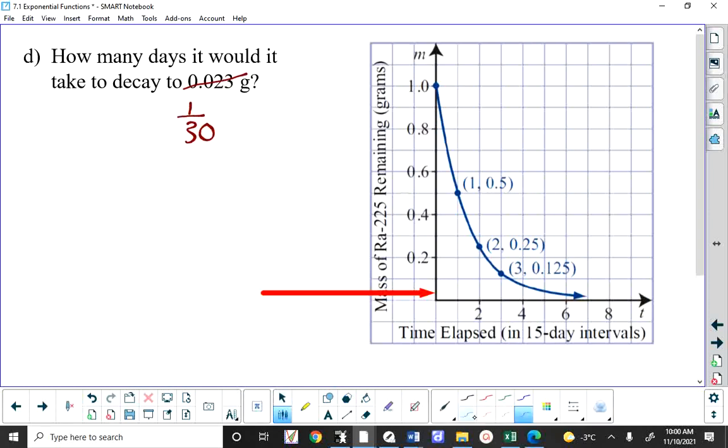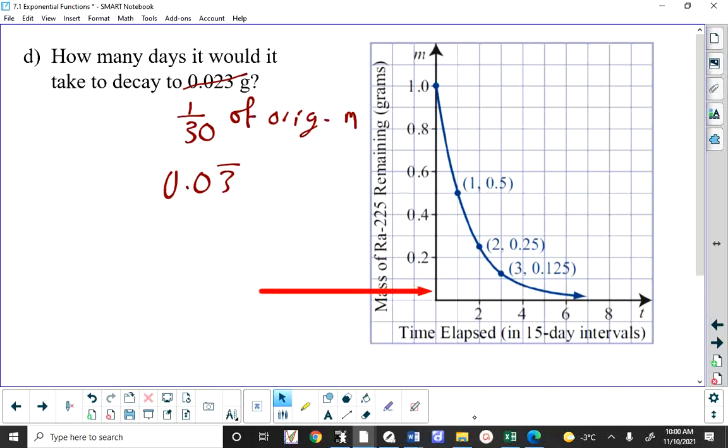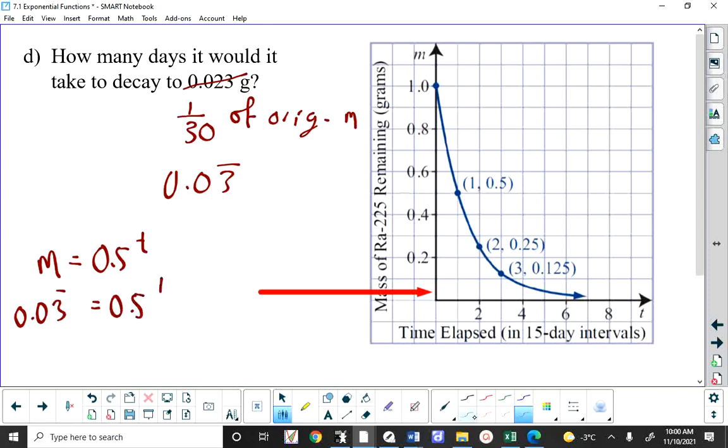Of the original mass. Uh, 1/30 is 0.03 repeating, is it? Can you verify that? Sorry about that. So, could I try to estimate where that is? I could, but I'm not comfortable doing it on paper. So I suppose what I could do, since I know mass is 0.5 to the t, I could put 0.03 repeating here and solve this for t.